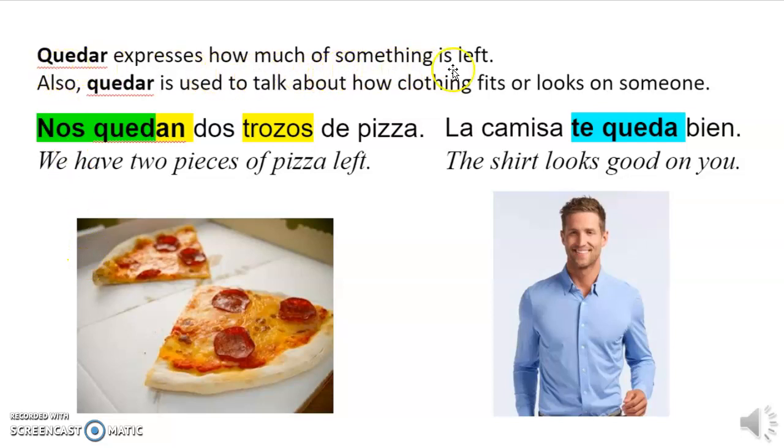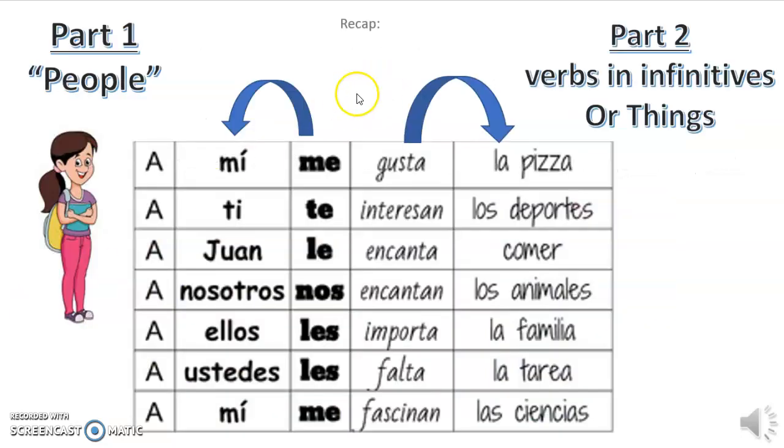Quedar expresses how much of something is left or is used to show how well something fits. Nos quedan 2 trozos de pizza. So it's like, for us, there remains 2 pieces. La camisa te queda bien. It fits you well. To recap, the first part of the verb is for people, and you have to know the indirect object pronouns. And the second part has to do with infinitives or things.